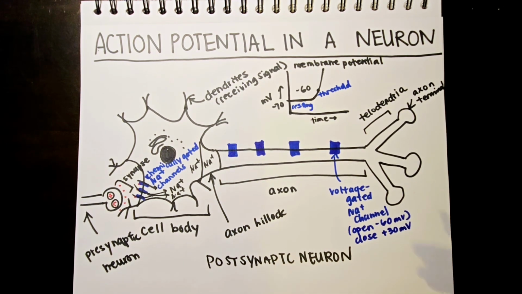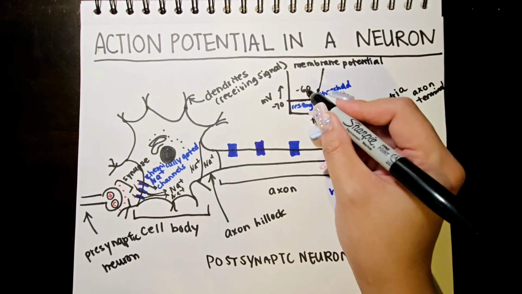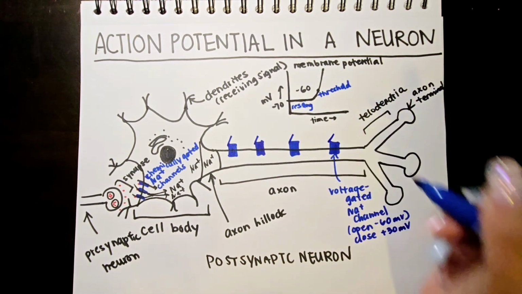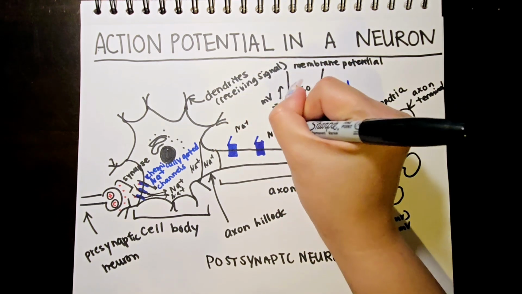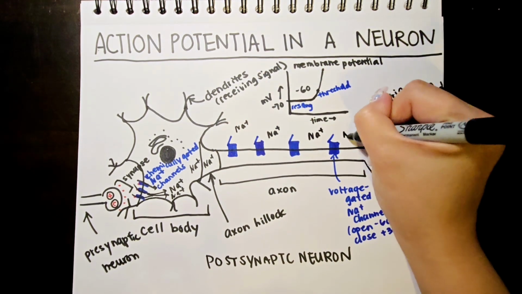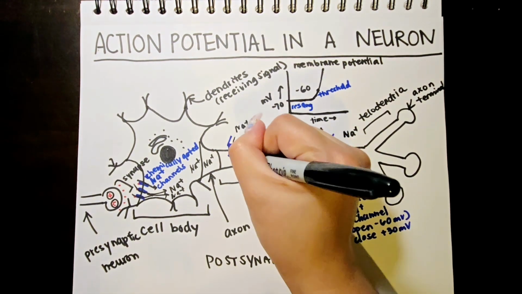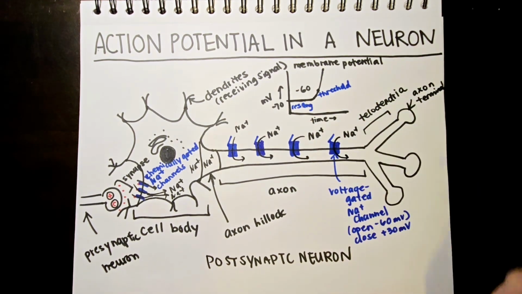You might ask, why is that the case? Well, that's just the way voltage gated channels are for sodium ion channels: they open at negative 60 and they close at positive 30. So when your membrane potential at the axon hillock has reached negative 60, it causes all of these sodium ion channels to open. When they open at the beginning of the action potential, there should be a lot of sodium ions on the outside. Hence, all of them will rush in towards the inside of the neuron.